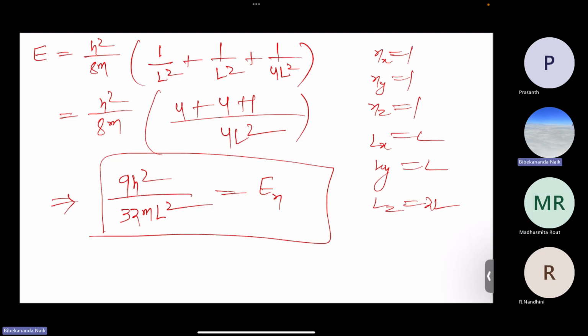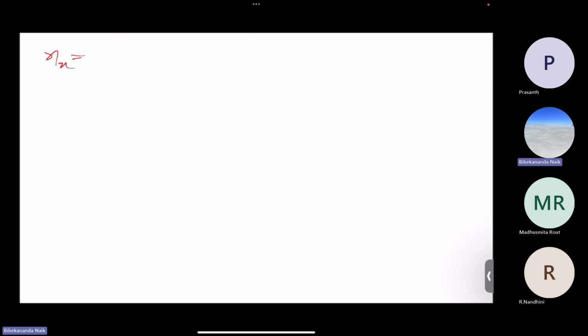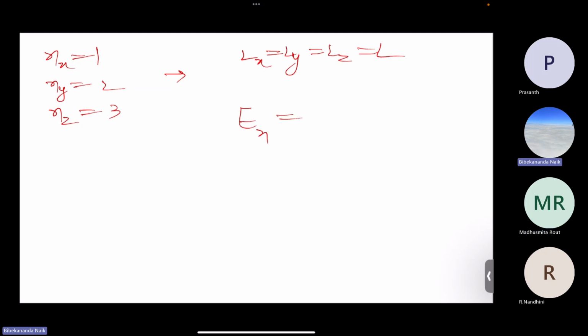So this was a trick question where the dimensions along these three axes were different. That's why we use the latter formula. But simply if there were no restrictions regarding the dimensions, we can simply use the second formula, which is nx square plus ny square plus nz square. So can you calculate and tell me? Suppose the question says nx is 1, ny is 2, and nz is 3, and lx equals ly equals lz equals a. Then what will be the value of energy?